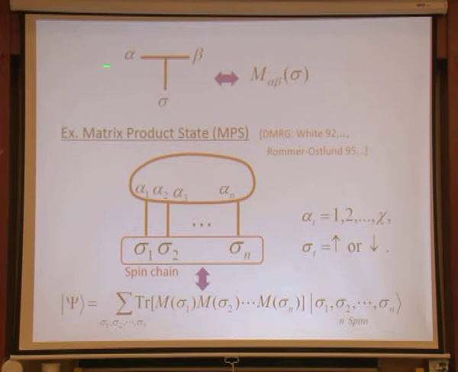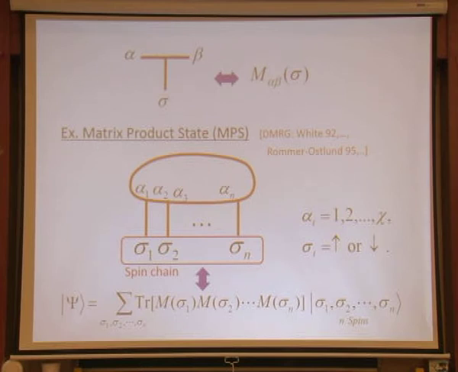So the basic constituent is this kind of vertex. Three-leg vertex, and we can call it, for example, alpha, beta, sigma. Alpha, beta are the indices of these two legs, and the third leg is just sigma. Sigma is actually spin. So one of the most important such states is called the matrix product state.